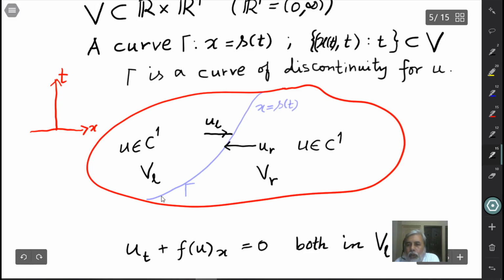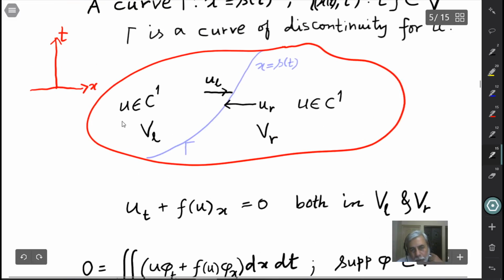We also assume that the limit of u when it approaches the curve gamma from the region V L is finite, and similarly when it approaches from the region V R, that is also finite. Call those limits U L and U R. Of course, they depend on which point we are on this curve, so U L and U R are functions of t across this gamma, and U L is not equal to U R. That is the discontinuity.